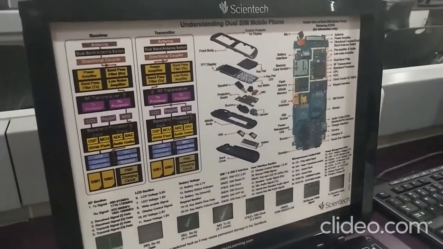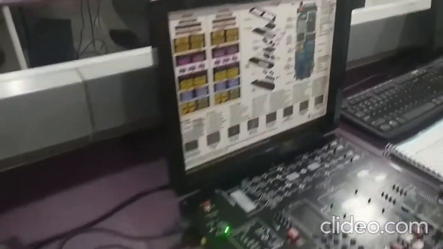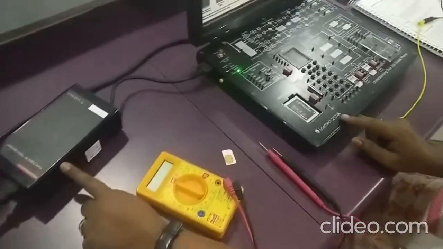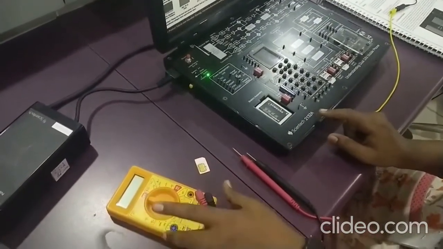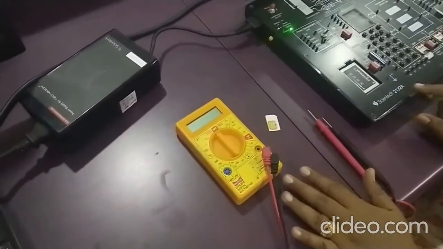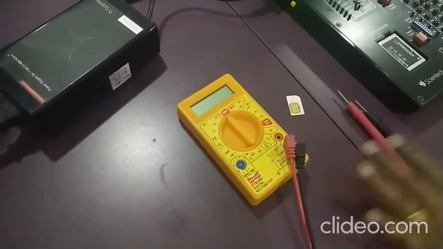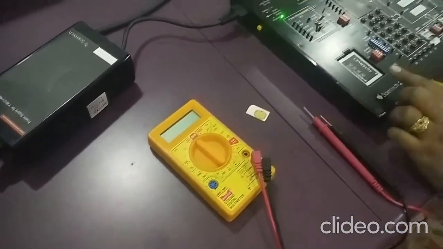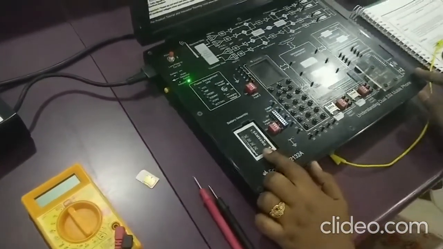To execute this experiment, we require a power supply which powers up the Scientech 2132 textbook. For measuring the DC voltages, we have a digital multimeter, and to check the operation, we have a SIM card, and this, as you can see, is the battery unit.